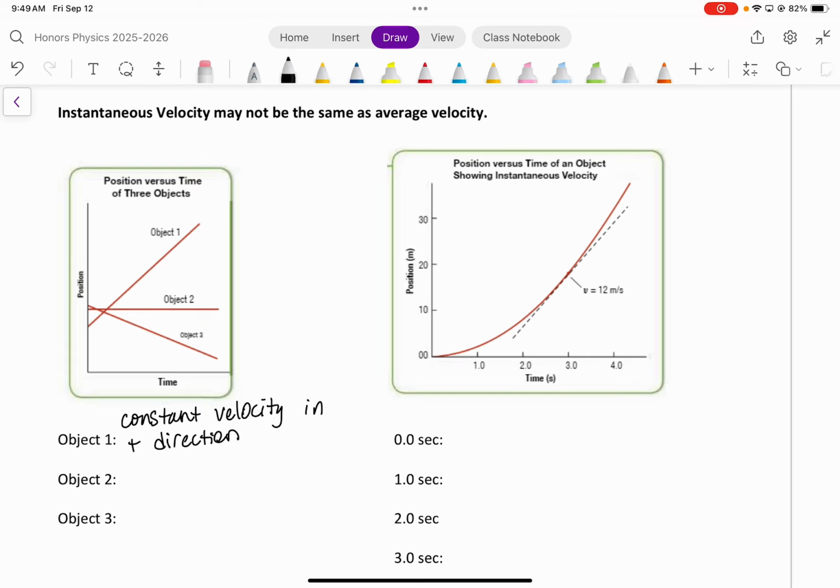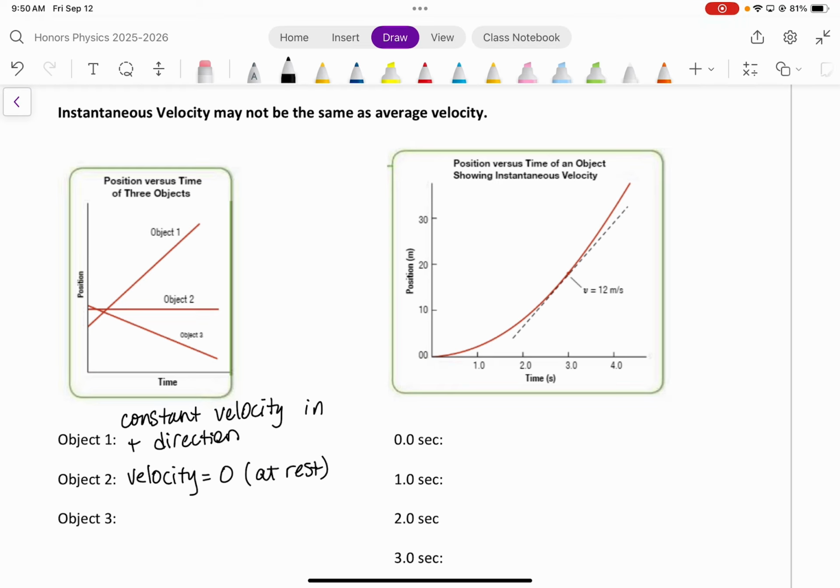Vincent, what can I say about object 2? Slope 0. So slope is 0, so the slope is the velocity. So what does that tell us about? Its velocity is 0, and do you remember the physics term for that? At rest. At rest. Good.